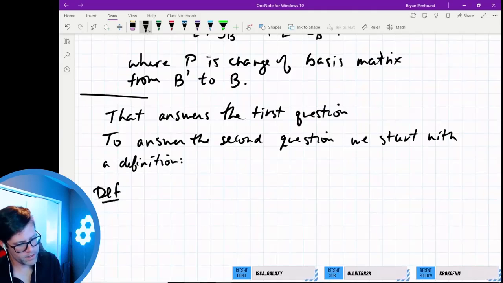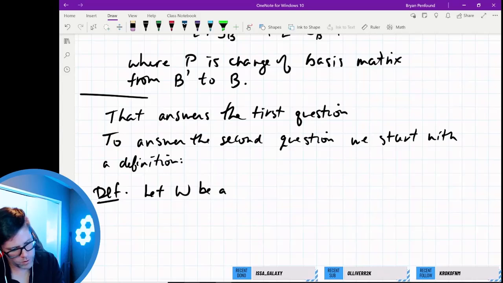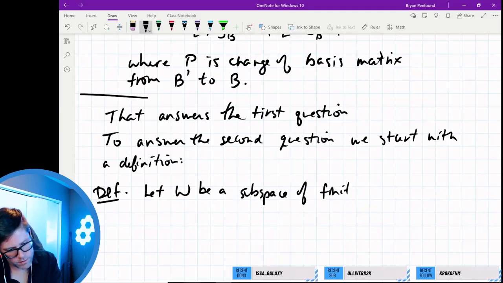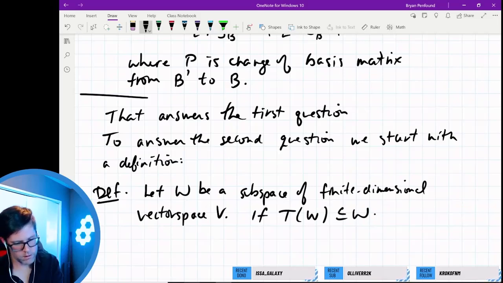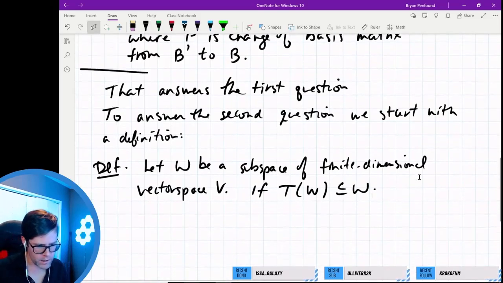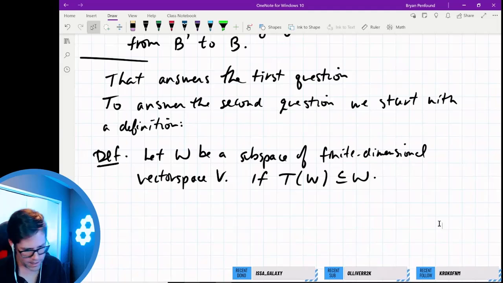So we're going to start with a definition. That definition is: let W be a subspace of a finite dimensional vector space V. If T of W is contained in W as sets, then we say that W is T-invariant.